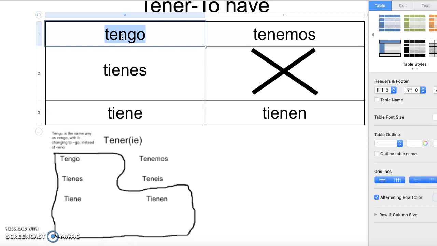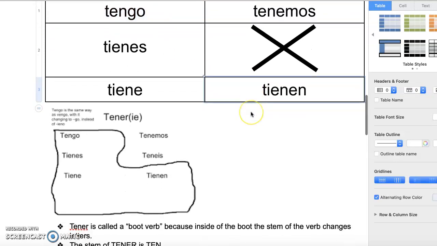But I do not stem change my go verbs. So if I'm a person who likes words, I write that down in my notes. I do not stem change go verbs. And that is the reasoning why tengo looks the way it does. So I keep the stem the same, TEN, that's the stem. And instead of just adding O like the chart says, I add go. All right, so let's go back.